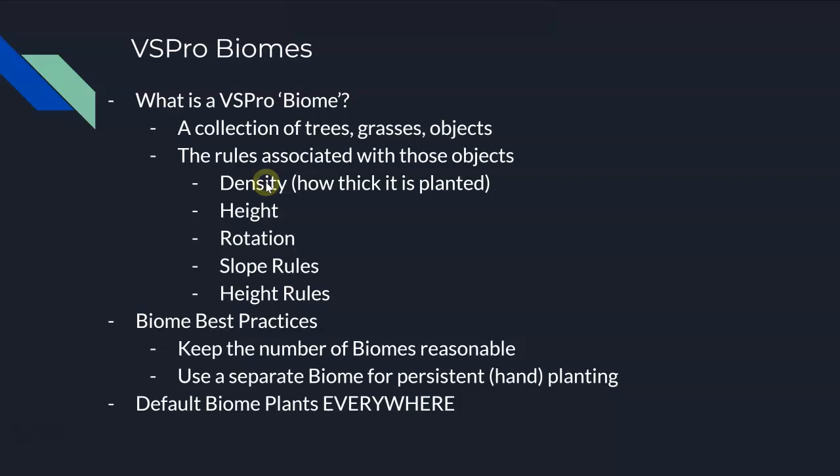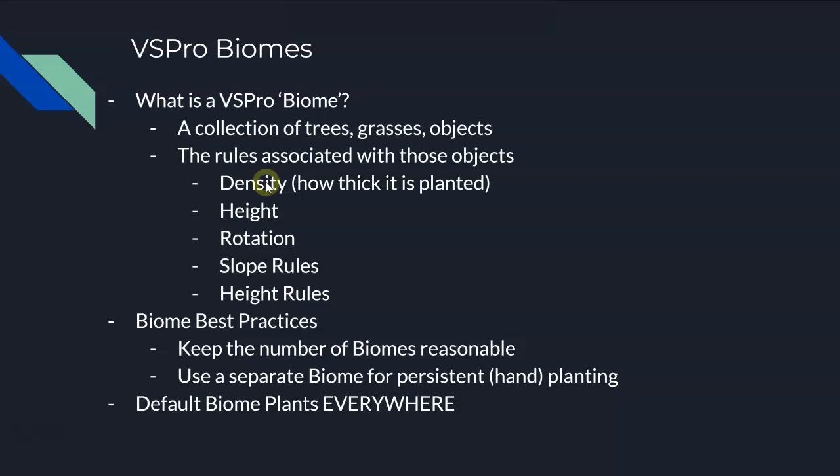And those objects could be things like rocks or really anything that's not growing and stationary, right? And it's a collection of those things along with the rules associated for planting those things. Like for instance, how thick, how heavy should I plant these grasses, these trees, or these rocks? You know, how dense should they be? How big should they be? How tall should these trees be? Should the height vary? Should I rotate these things? How much should I rotate them?